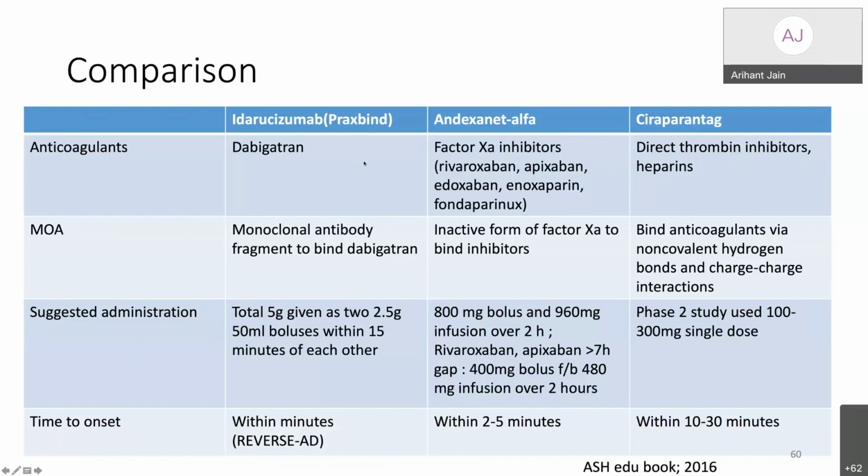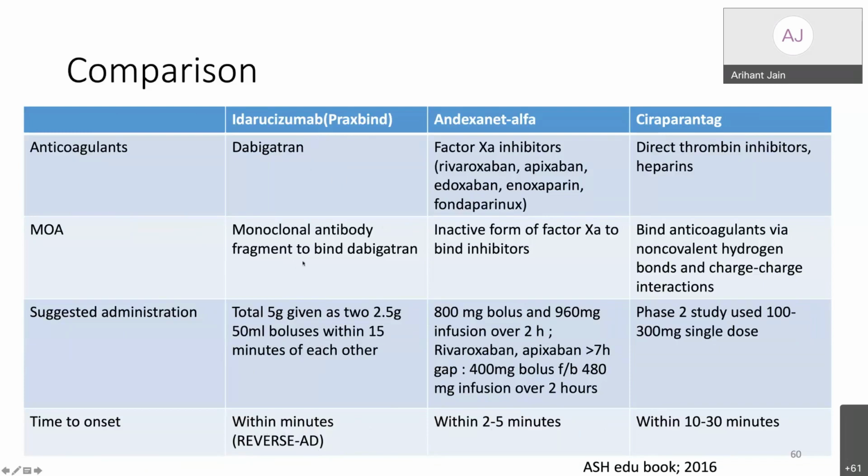Initially, when dabigatran was newly launched, the company had made idarucizumab freely available. They had given that scheme that if anyone bleeds, you can just ring us and we will give you idarucizumab, and we used it for 2 or 3 of our patients. This is the dose which is given. You can just make a note of it. The antidotes will reverse the effect within 2 to 5 minutes.